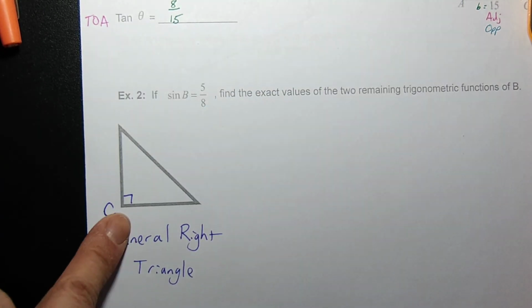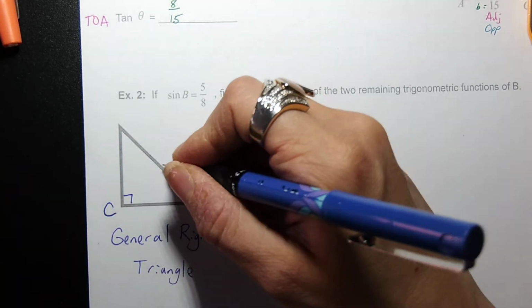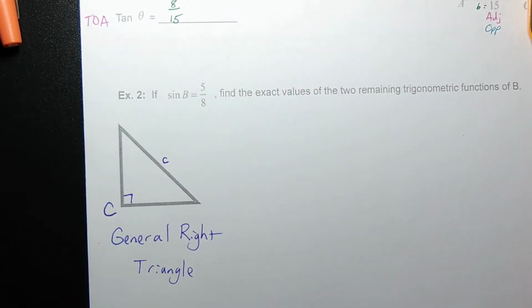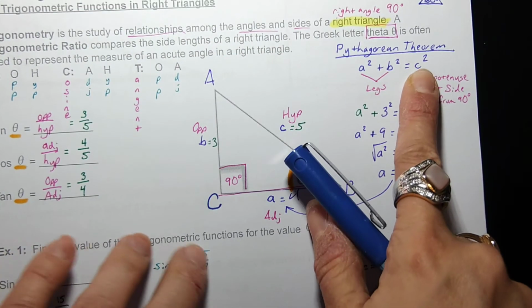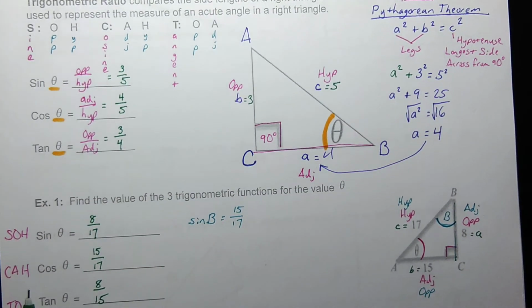C, so that the side opposite from it is little c. So the hypotenuse has to be C. Why? Because in the Pythagorean theorem, C has to be your hypotenuse.